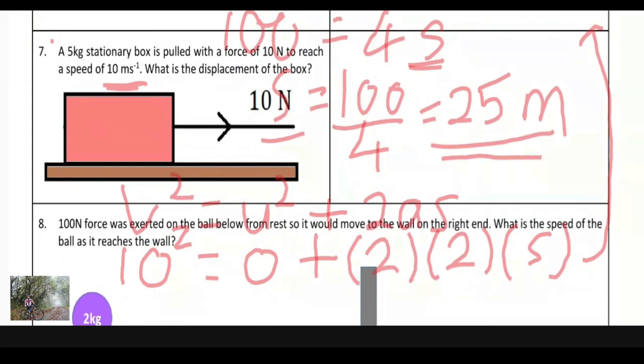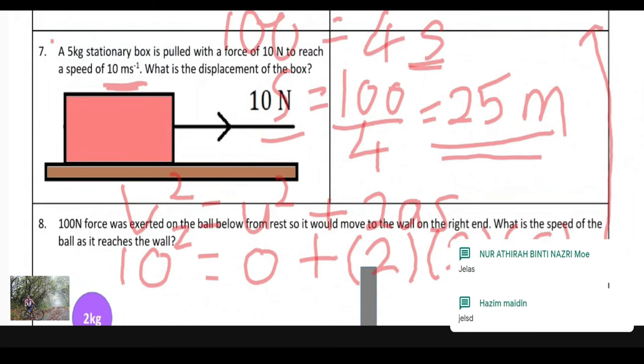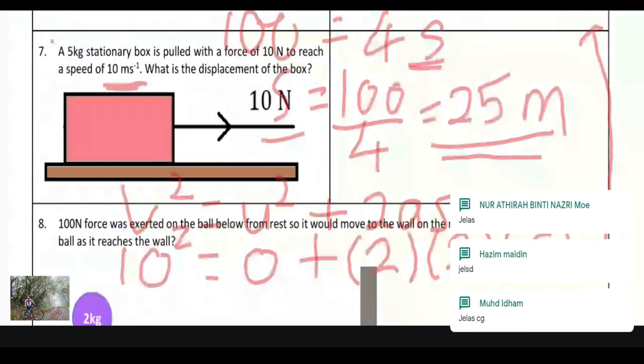This is how you get the displacement for this question. Okay, can? Clear? If clear, please write in the chat before the teacher goes to question number 8.